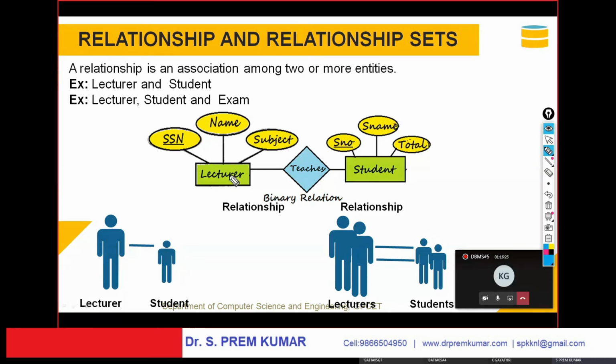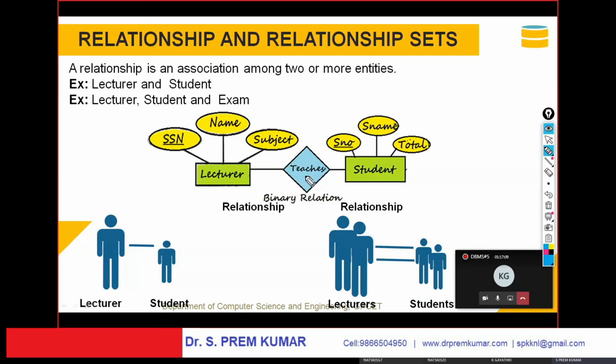And of course, this entity set and this entity set are related, because the lecturer teaches student. So there is a relation. In real world situations, there will always be relationship sets between entities. For example, a lecturer is teaching a student. A doctor is treating a patient. A patient is purchasing medicines from medical stores. Patient is an entity set and medical stores is an entity set, and they are related. There is a relation.